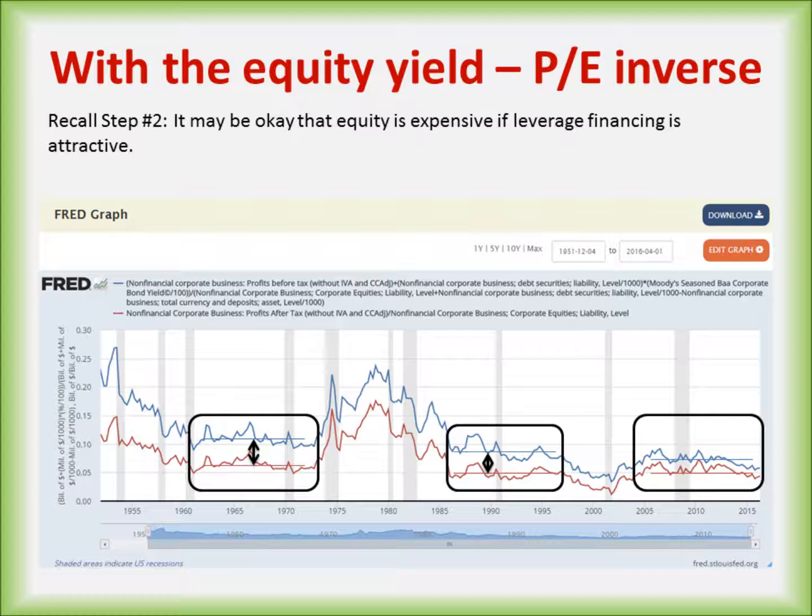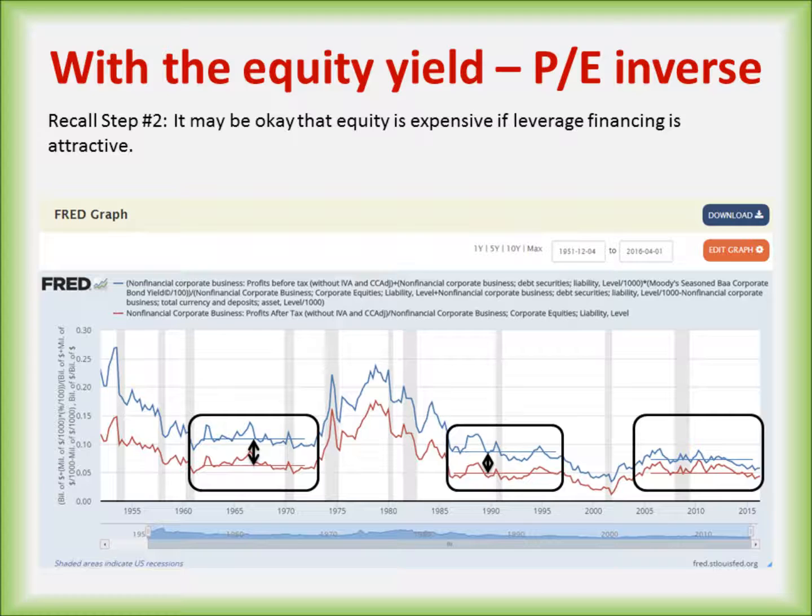So let's compare the operating yield to the equity yield, which is the inverse of the PE ratio. And recall from our step 2, we pointed out that high equity valuations may be justified if attractive financing is available. It gets interesting when we compare the PE ratios or earnings yield from the past 12 years to the 1960 to 1972 period, both circled in black. And you can see the equity yields shown by the horizontal red lines are at similar levels, but the operating yield, shown by the horizontal blue line, back then was about double what it is today. It was closer to 11%, today it's about 5.5%.